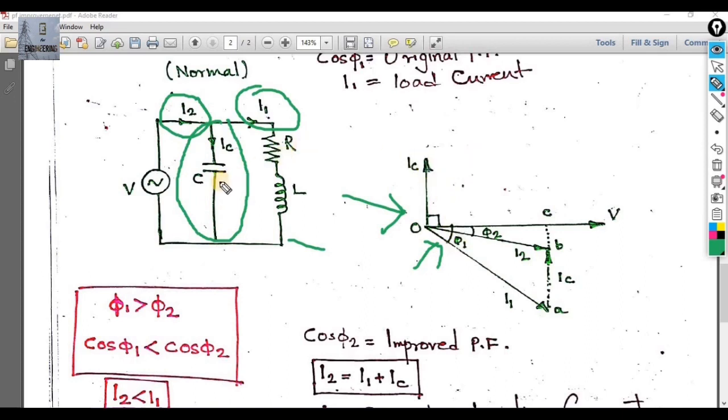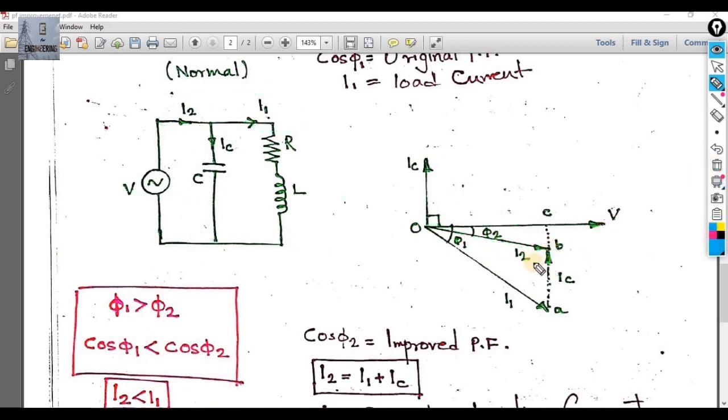As the capacitor takes the leading current, the IC leads the voltage by 90 degrees. For this IC current, if we know the parallelogram law, then you can see that I2 is the resultant vector.